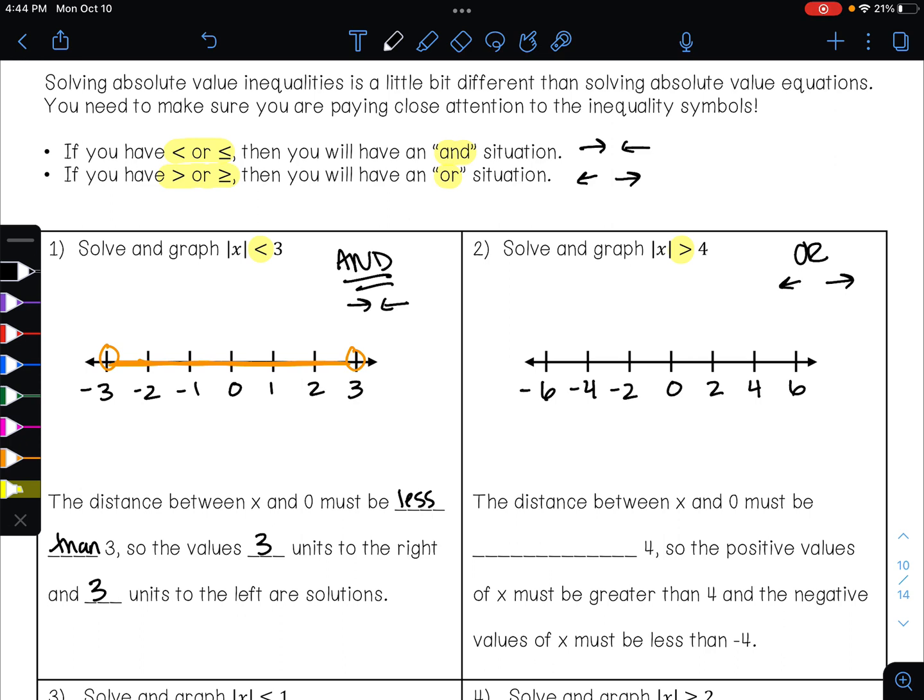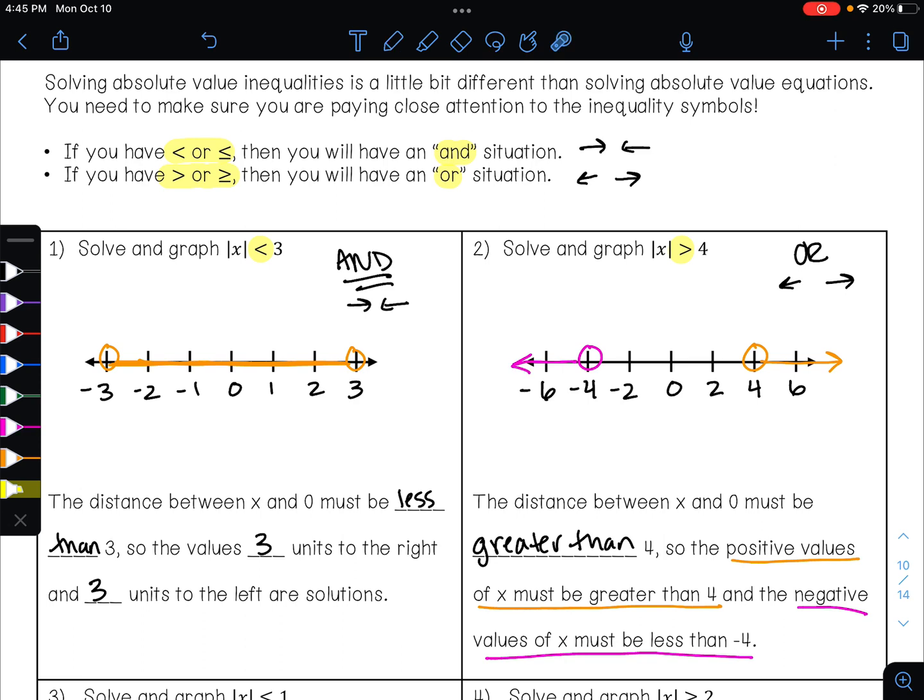The distance between x and 0 must be greater than 4. So the positive values of x must be greater than 4, and the negative values of x must be less than -4. So +4 is going to have an open circle, and we're going to shade to the right. And that represents the positive values of x must be greater than 4. And then the negative values of x must be less than -4. So I'll have an open circle at -4, and I'm going to shade to the left.